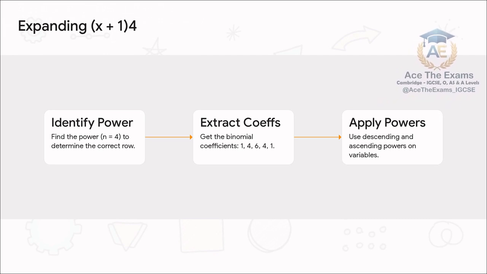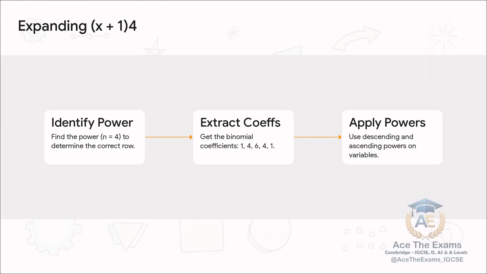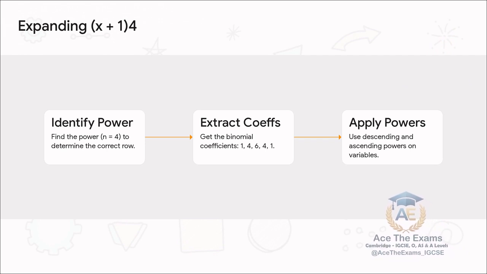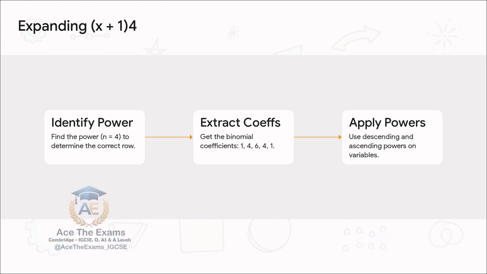Instead, use the pattern. Grab the coefficients for power 4: 1, 4, 6, 4, 1. Then just cascade the powers of x down: 4, 3, 2, 1, 0. While the powers of 1 go up, boom. The result instantly falls out as 1x to the fourth plus 4x cubed plus 6x squared plus 4x plus 1. It is a massive time saver.